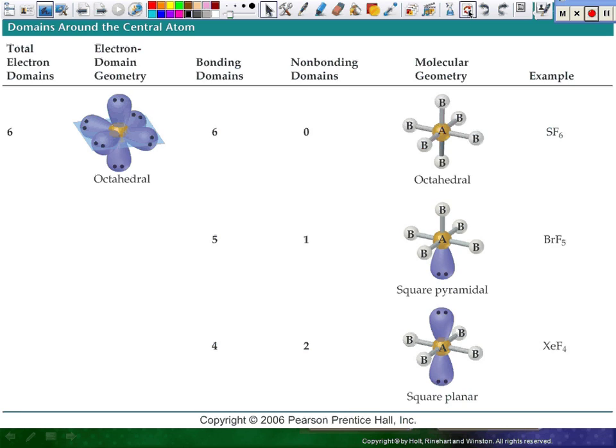Real quick, the last thing I do want to write: what's the bond angle for octahedral? It is 90. 90 degrees, which means they're all at what kind of angles? Right angles. Okay. All right, so that's that one.